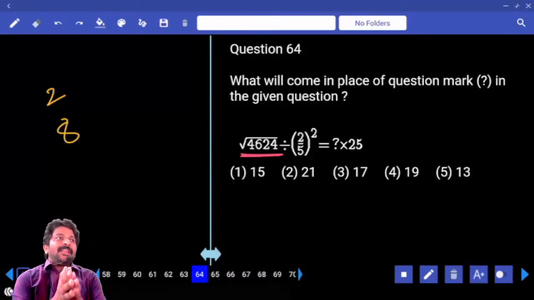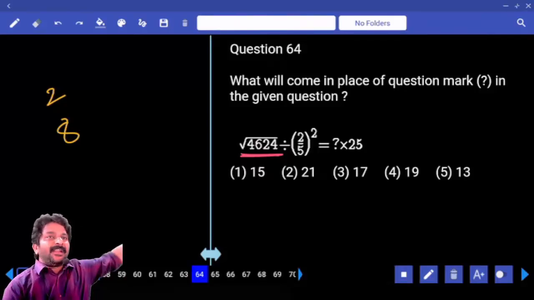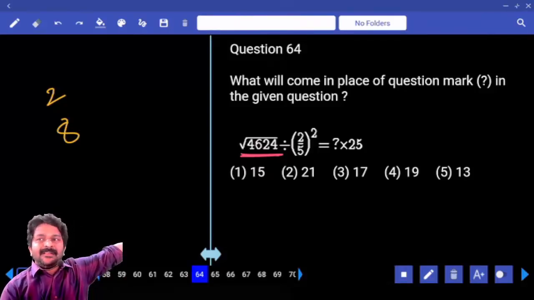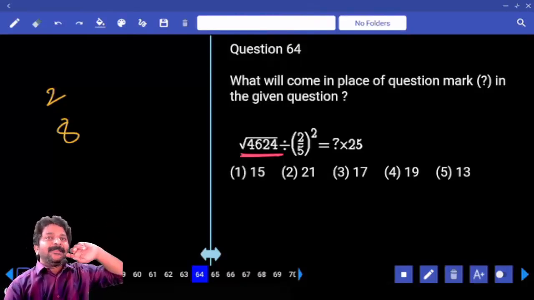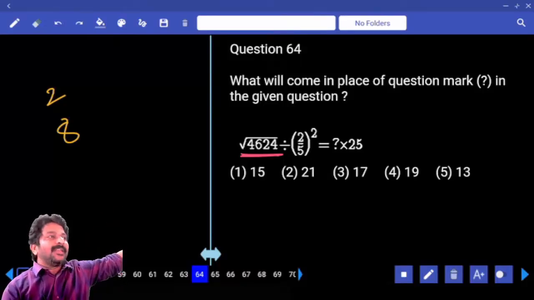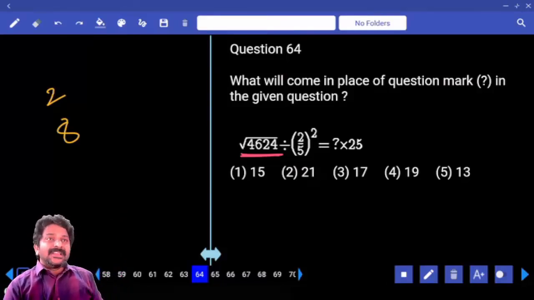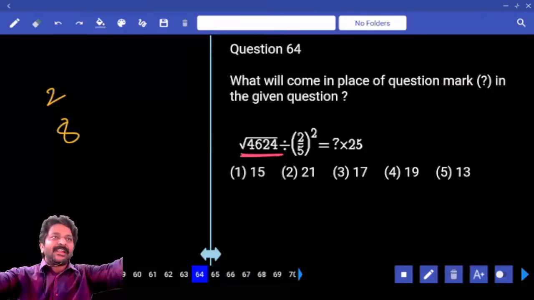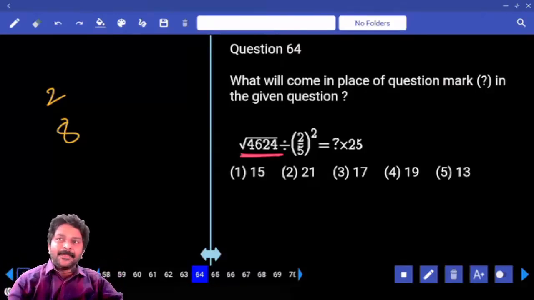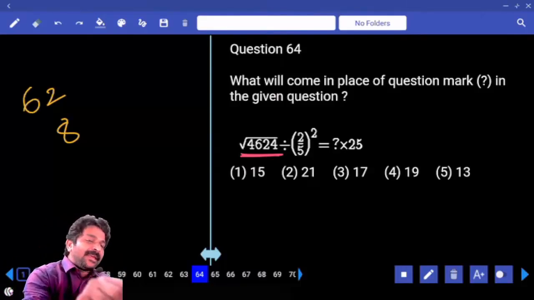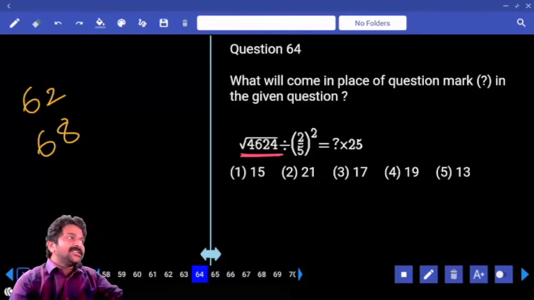So now I want to calculate the range. What is 50 square? 2500. Our number is much more than that. What is 60 square? Again more than that. What is 70 square? 4900. So this number is in between 3600 and 4900. Am I right? That means it may be either 62 or 68.